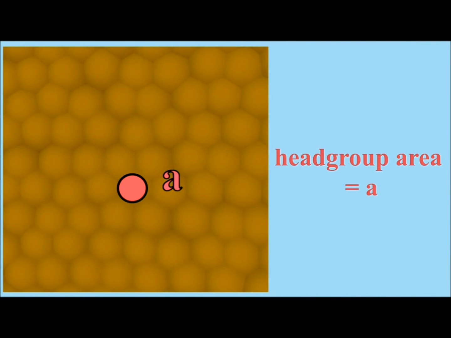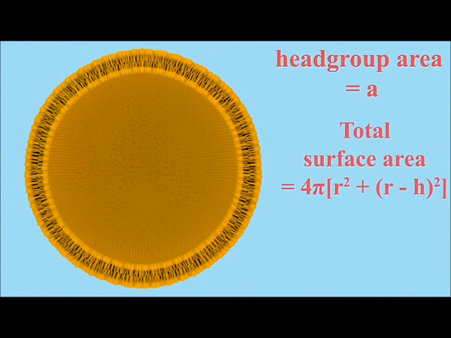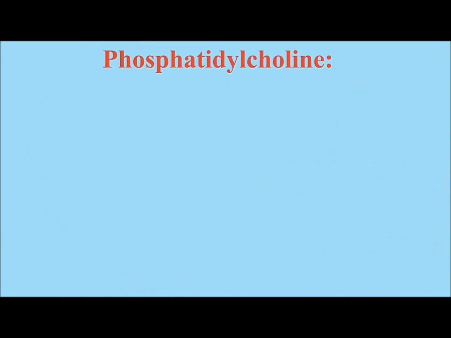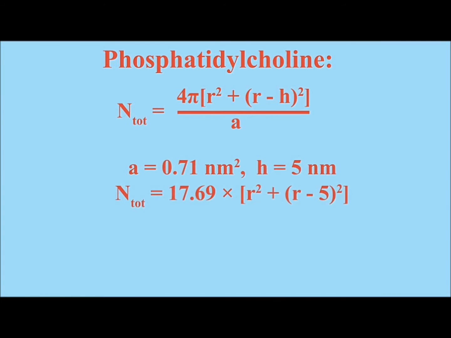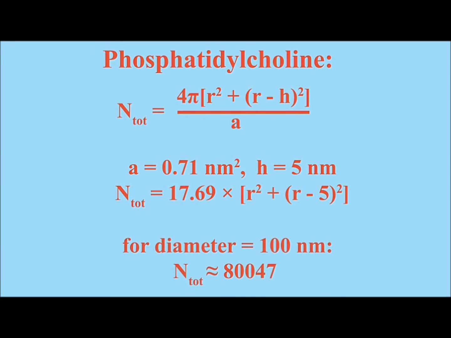A is equal to the lipid head group area. In order to calculate the total number of lipid molecules in a unilamellar liposome, we divide the total surface area by the lipid head group area. For example, in phosphatidylcholine, we can calculate the total number of lipid molecules to be approximately 80,047, when the head group area is 0.71 nanometers squared, the height of the phospholipid bilayer is 5 nanometers, and the radius is 50 nanometers.